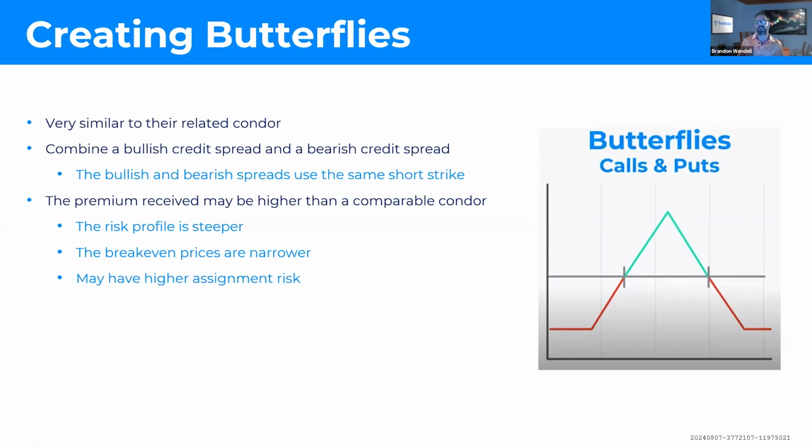And there's one other thing that also happens. You have higher assignment risk, because unless prices finish right at the short strike at expiration, one of those is going to be in the money. So often with butterflies, the premium that you collect could be higher than a related condor, but you would most likely need to close out the position before you're assigned or before expiration. And it depends on what commissions you have to pay, whether it makes it worth it to do that butterfly versus the condor.